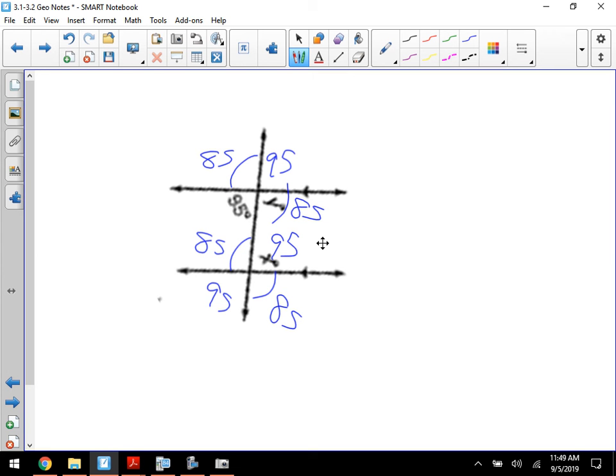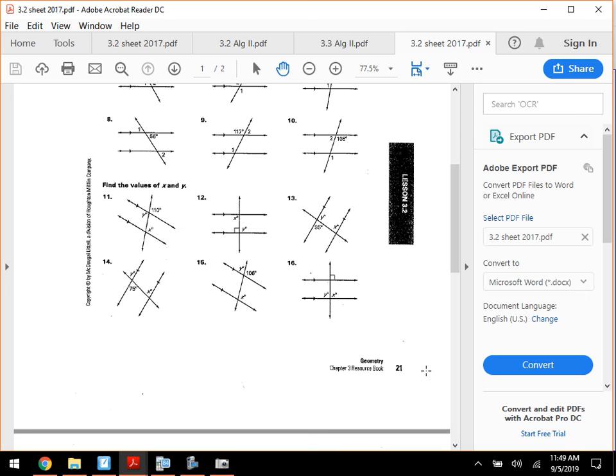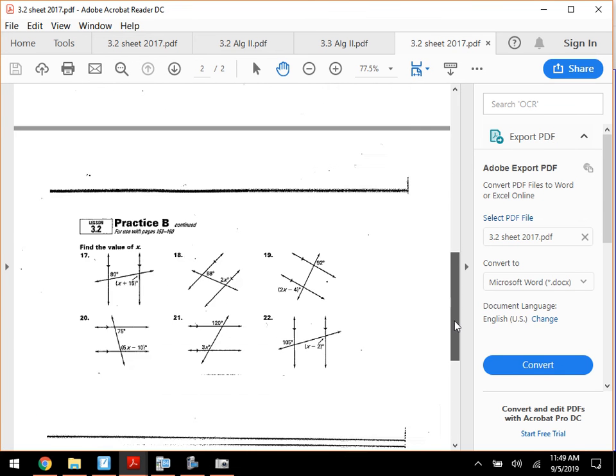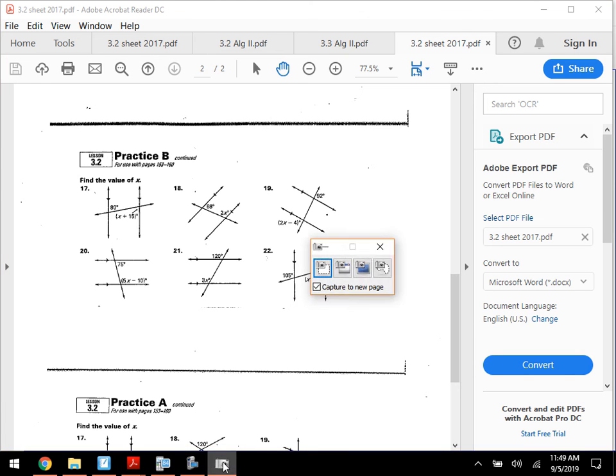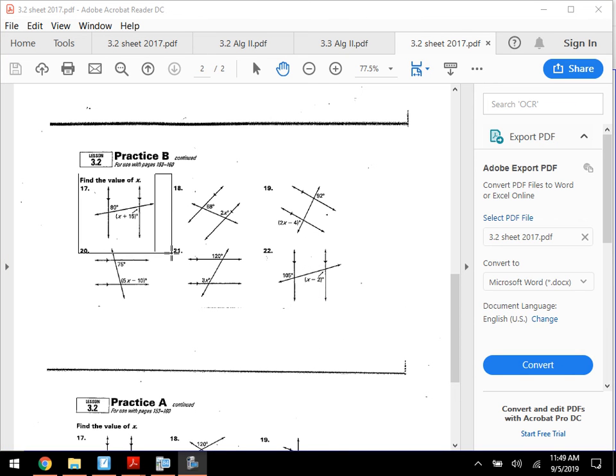Start talking about algebra. Okay. Flip over to the other side. Let's look at number 17 on the top. 17 on the top.